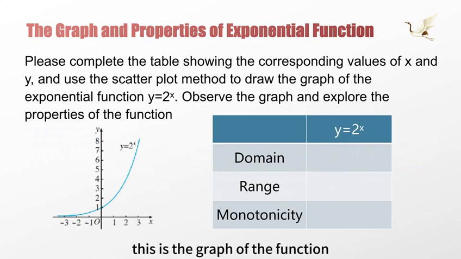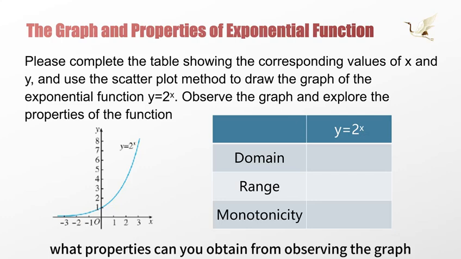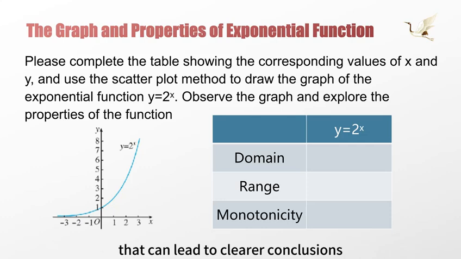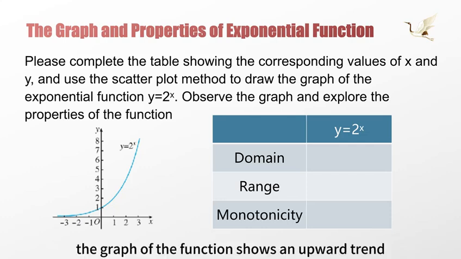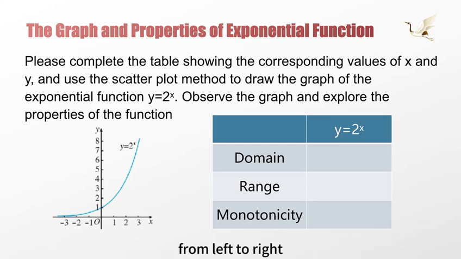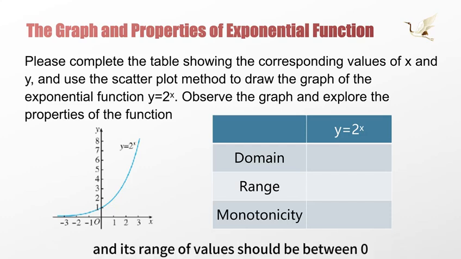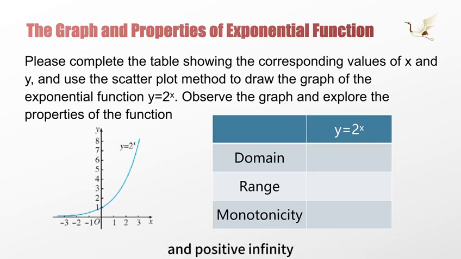This is the graph of the function we created using the point-plotting method. What properties can you obtain from observing the graph? What are some of the properties we have just explored that can lead to clearer conclusions? We observe the graph and find that the graph of the function shows an upward trend from left to right. The function has no maximum or minimum value, and its range should be between 0 and positive infinity.